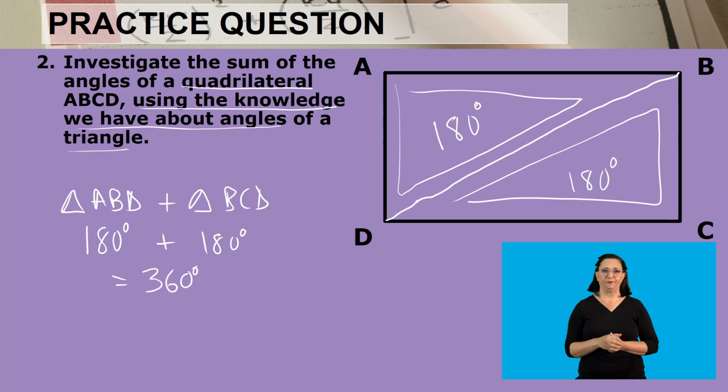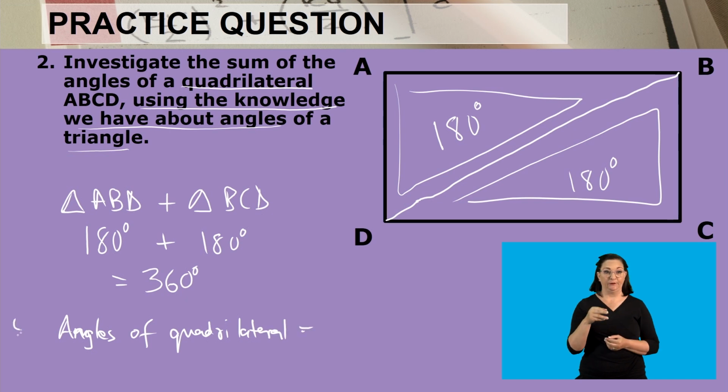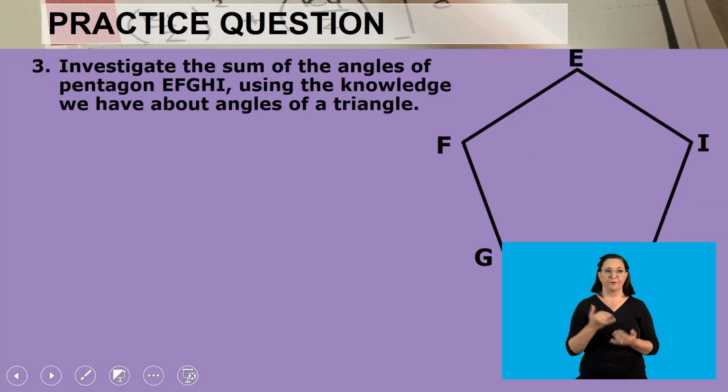So we are now able to conclude that the sum of the angles of a quadrilateral equals 360 because it is made up of 2 triangles. So that is a conclusion we are making about a quadrilateral. The question said use the knowledge we have of the sum of angles of a triangle. Let's move on to the third question.